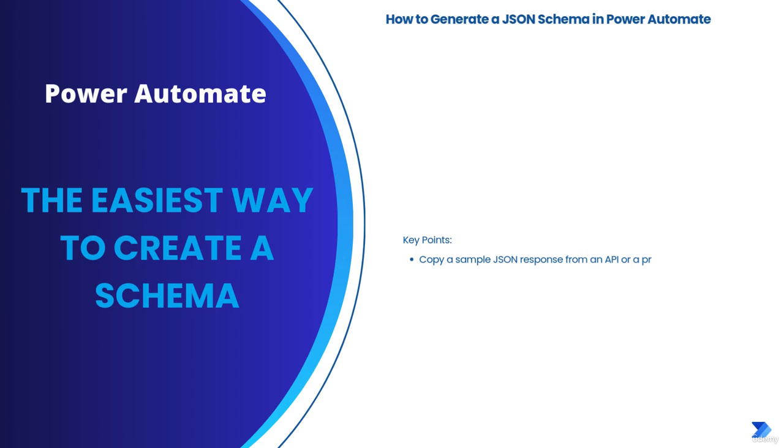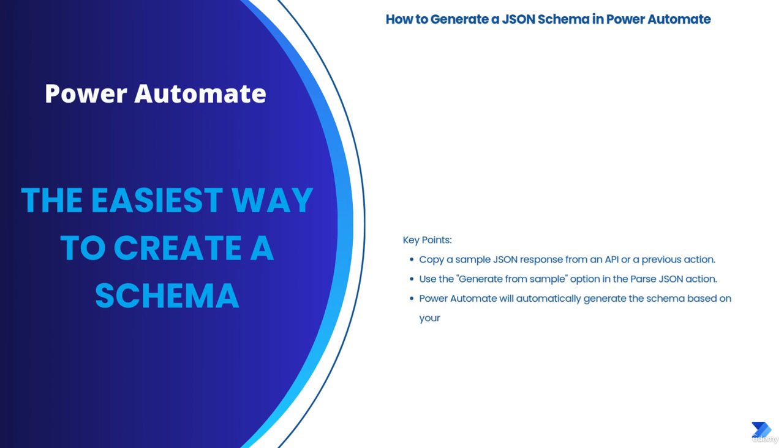Power Automate includes a very useful feature called Generate from Sample that allows you to create a schema automatically. Here's how you do it. Copy a sample JSON response from the service you're working with, either from an API or a previous step in your flow. Paste it into the Generate from Sample box in the Parse JSON action. Power Automate will auto-generate the schema based on the sample you provided.